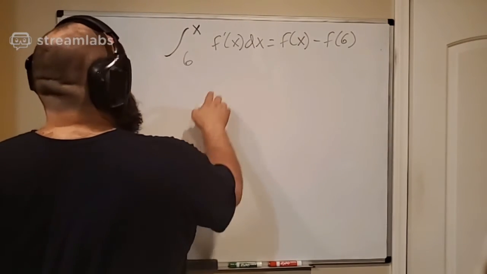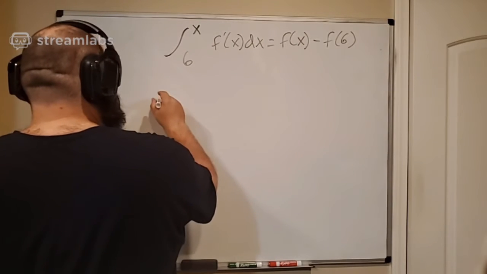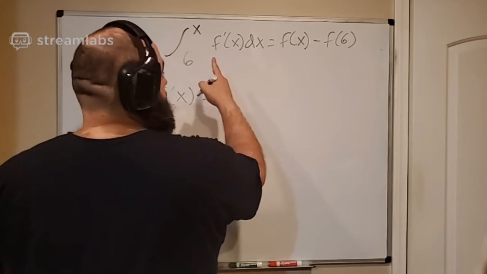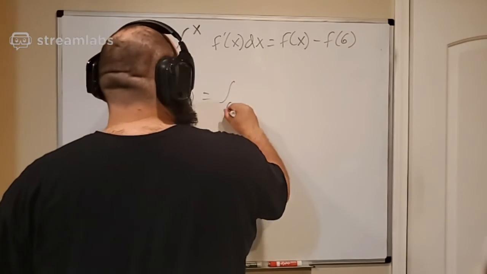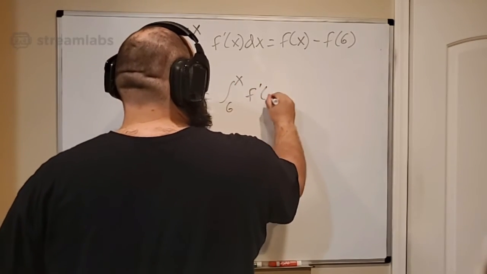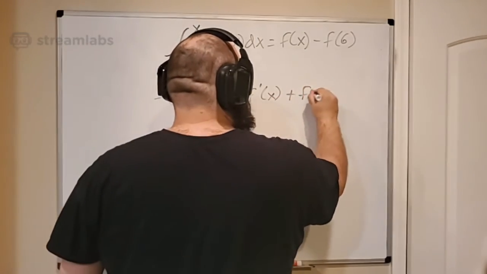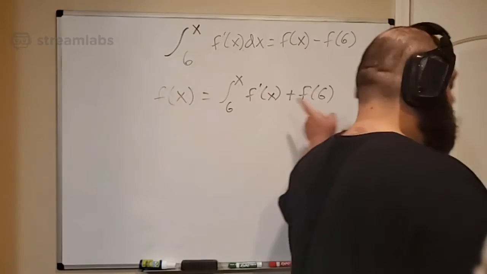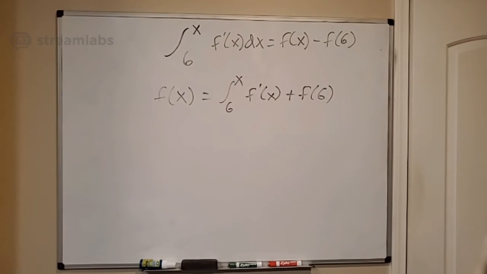So f of x equals, move that over, the integral from 6 to x of f prime of x plus f of 6. And there's your function for f of x involving an integral. Anytime you see that, write an equation involving an integral, it's always going to be from whatever value they gave you to x, usually. That's a pretty standard way of doing it.